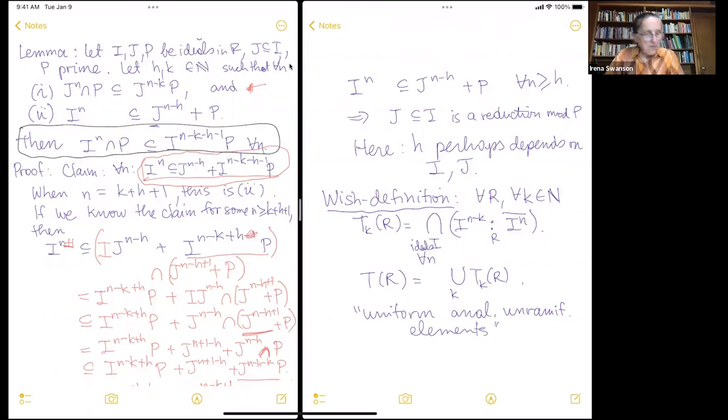All right. So this is where integral closure does come in. Well, that's still not convincing that we will need it, but we'll get to it next time that it is indeed needed. Okay, I'll stop here. Are there any questions?